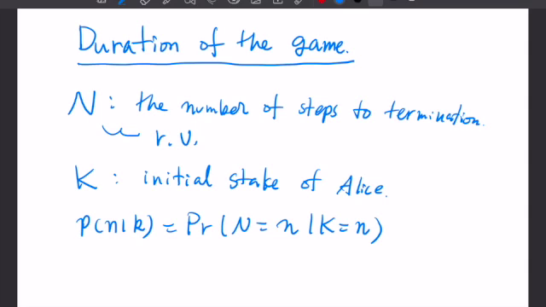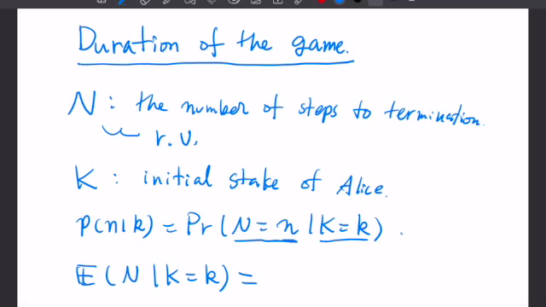Okay, so this is a conditional probability that the game terminates after the nth play, given that the initial stake of Alice is K dollars. Okay, so this is the probability, and what we want to calculate is this expectation value: the expectation value of n, given that the initial stake of Alice is K dollars.